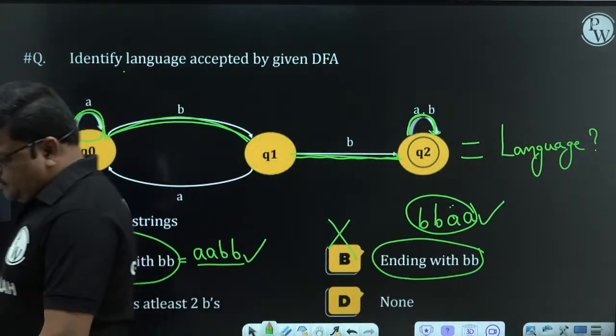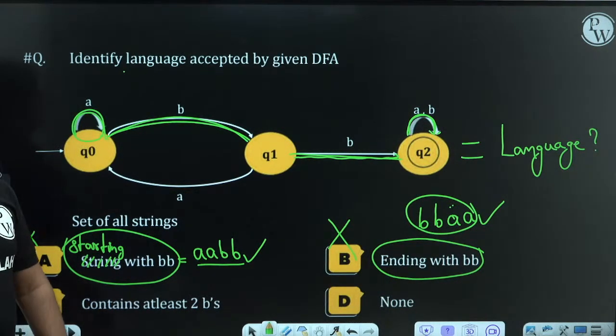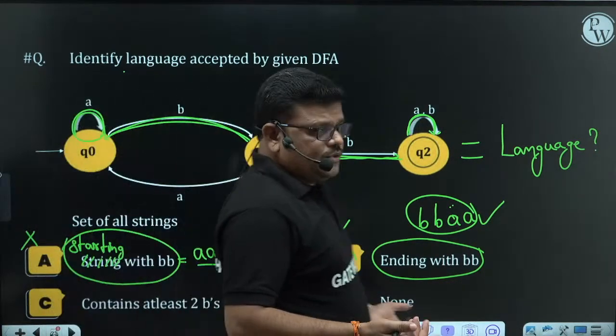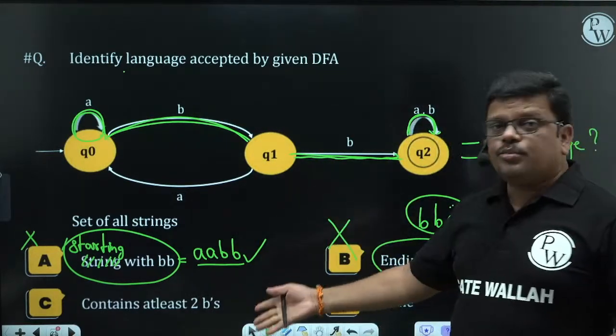Now come to C. Most of the students will think C is the right answer, but C is also not the correct answer. I have observed this in so many batches. I have been teaching this subject for the past 15 years, and in every batch, students generally make a mistake while selecting option C.